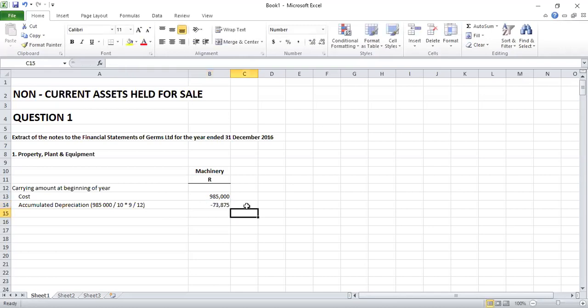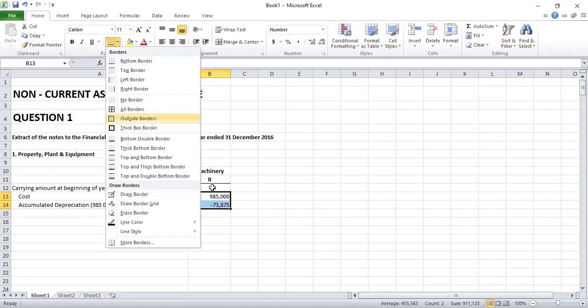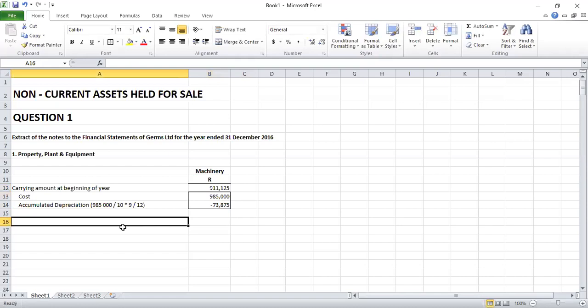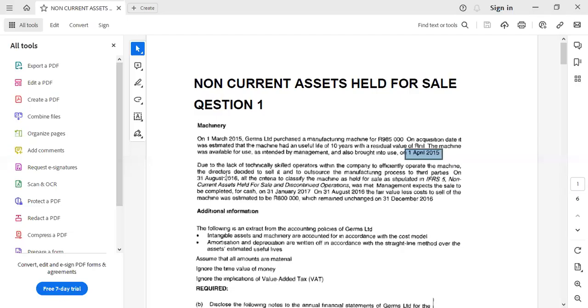That means our carrying amount is 911,125. Then depreciation for the year. As long as the decision was made during the year, we have to depreciate for the months up to the date that the decision was made.